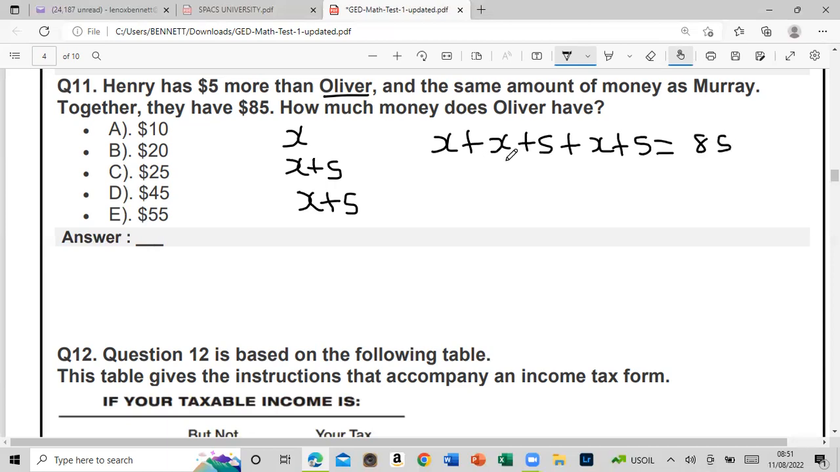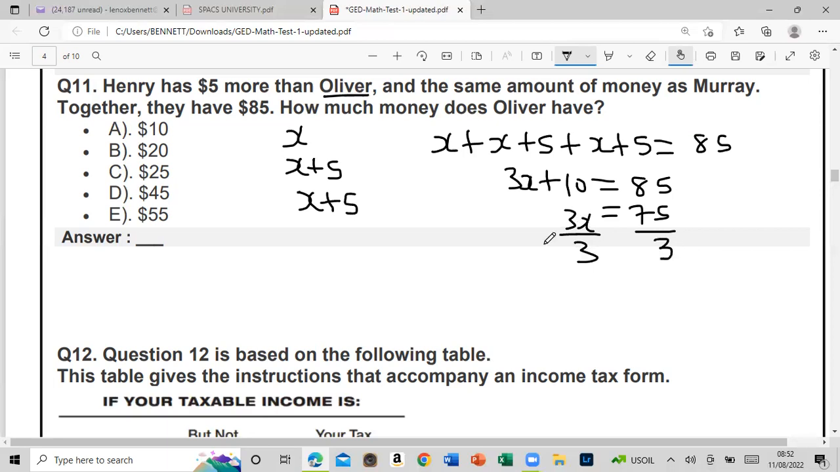So X plus X, that's 2X, plus that 3X. So that's 3X plus 10. And that must equal $85. And then we can solve the equation, right? So we subtract 10 from both sides. So that would leave 75. And we divide by 3. So that will be $25. And we see the answer right away.